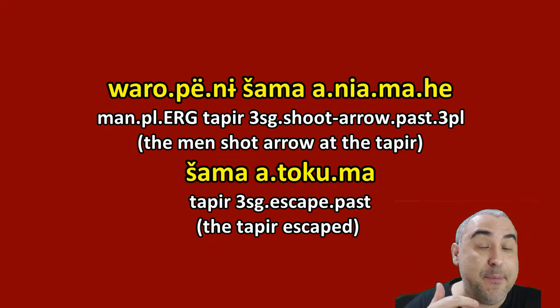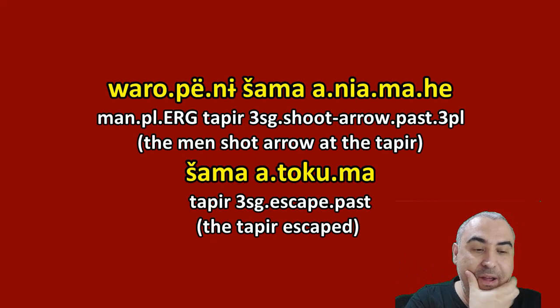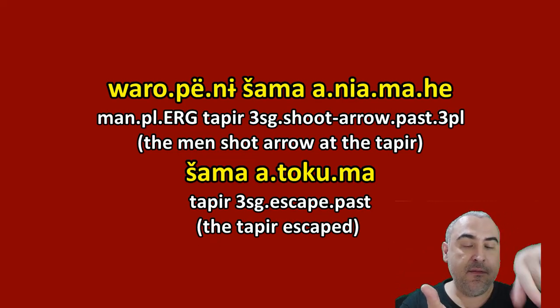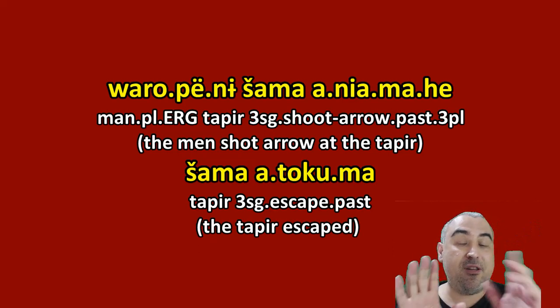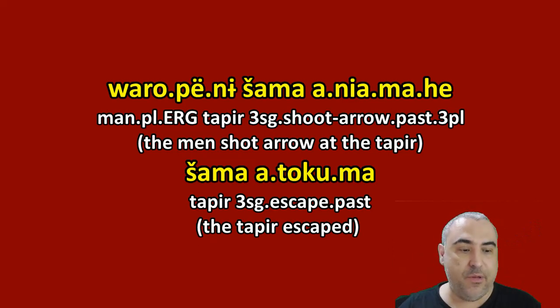But if you say that the tapir escaped, that's an intransitive verb. Shama atokuma. So once again, we have a agreeing with the subject. Just the tapir. Atokuma. So you have to say shama pa. Patokuma. So that would be the tapirs escaped, or something along those lines. If you put the tapir shama in the plural, then in this case the verb to escape would agree with the subject. Only because it's intransitive and there's nothing else for it to agree with.